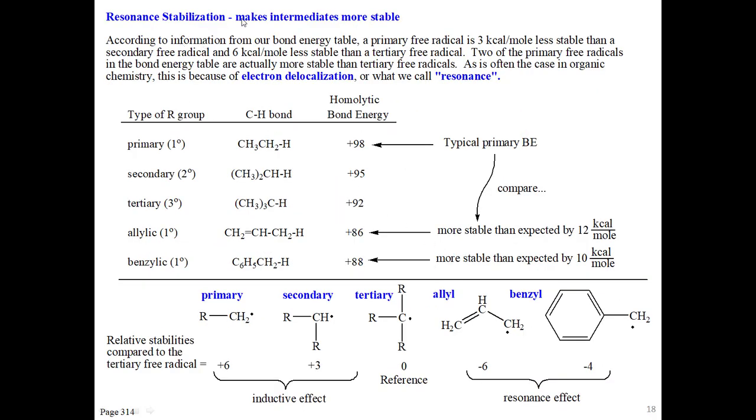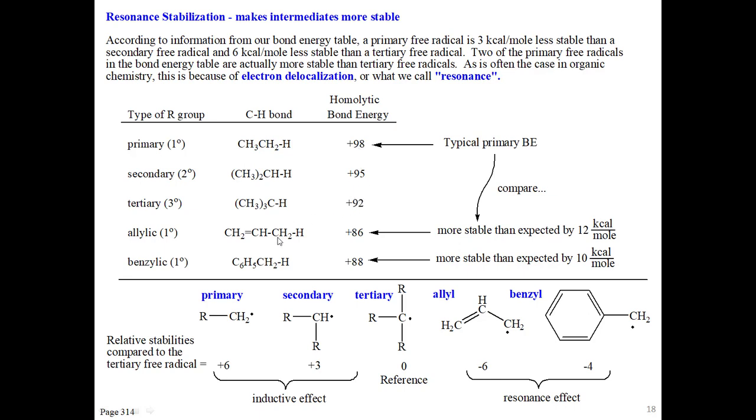So we also have resonance stabilization, which we've mentioned, but we'll just point it out here. So if I have a primary, we said that's 98, that's a certain amount. If I put on 2 R groups, that makes it better inductively. If I put on 3 R groups, that makes it better inductively. And so these are easier free radicals to form.